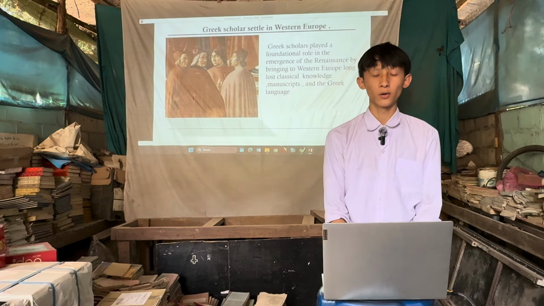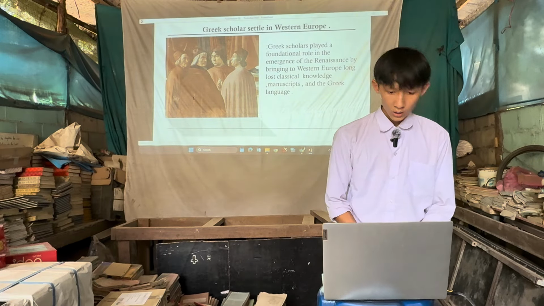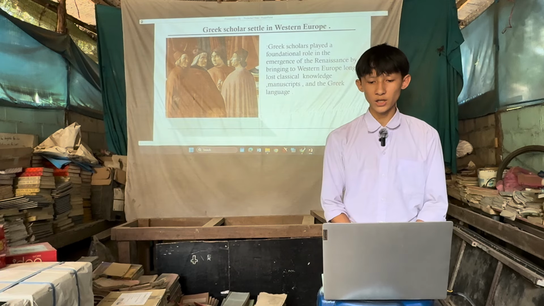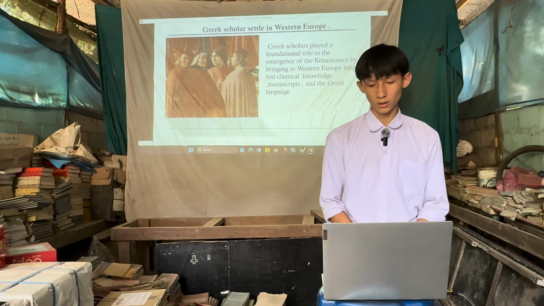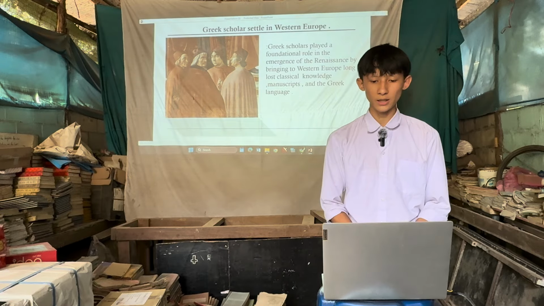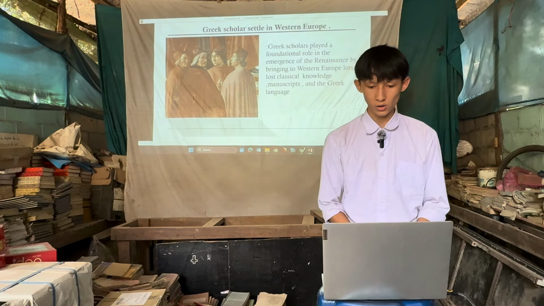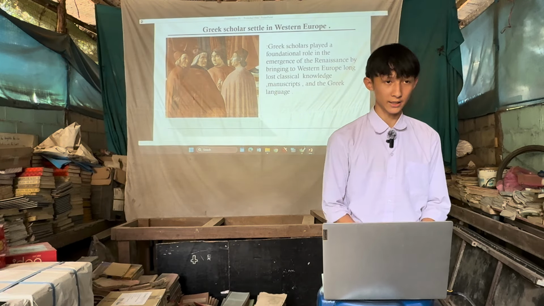The first one, Greek scholars settled in Western Europe. Greek scholars played a foundational role in the emergence of the Renaissance by bringing to Western Europe long-lost classical knowledge, manuscripts, and the Greek language. It brought back this knowledge, so it ignited the emergence of the Renaissance.